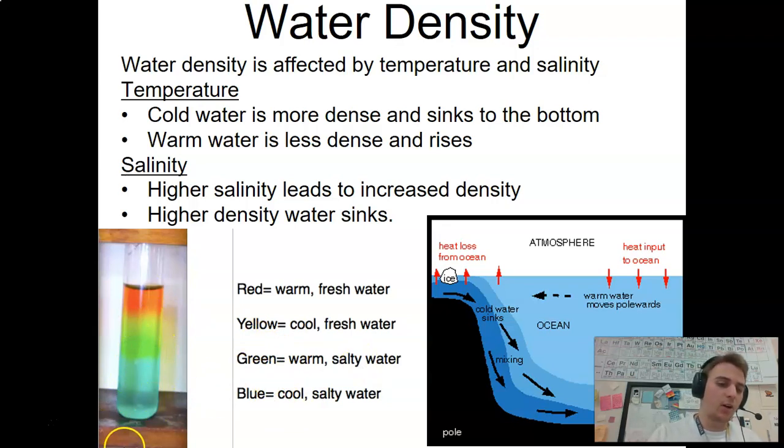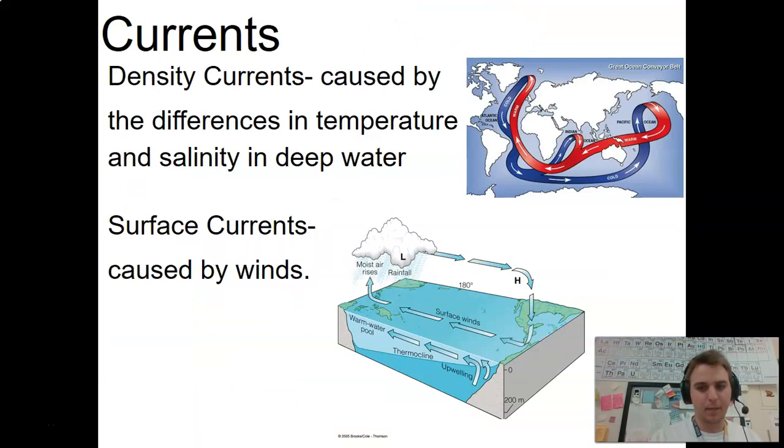The reason all this is important is that in this test tube it's very easy to see, but on a global scale you're going to see these different densities interacting, and that's what causes the currents and the shifting waters of the world. So density currents are caused by the differences in temperature and salinity in the deep water.